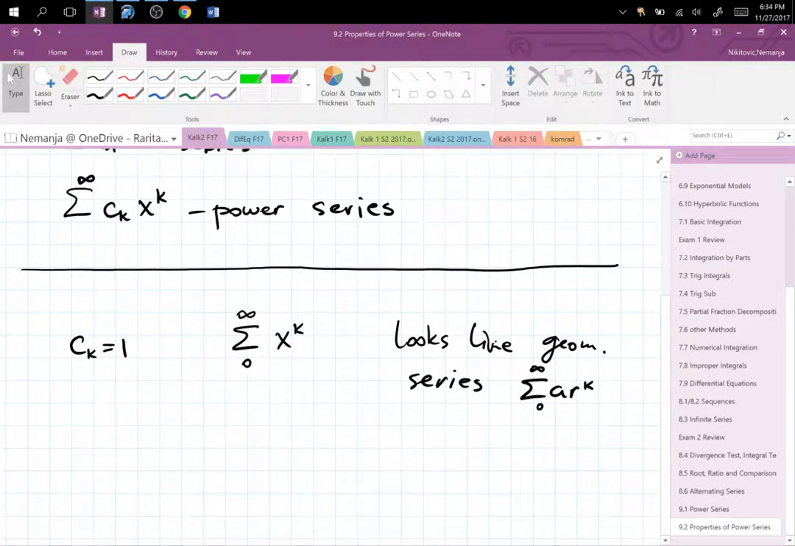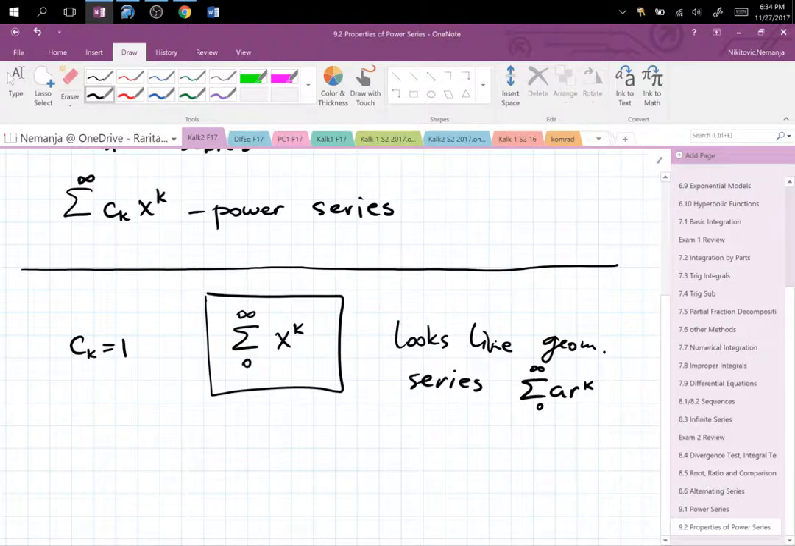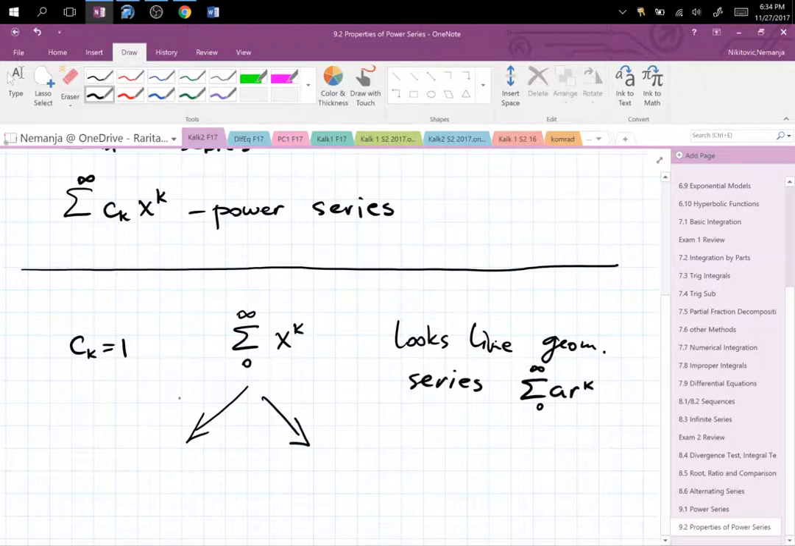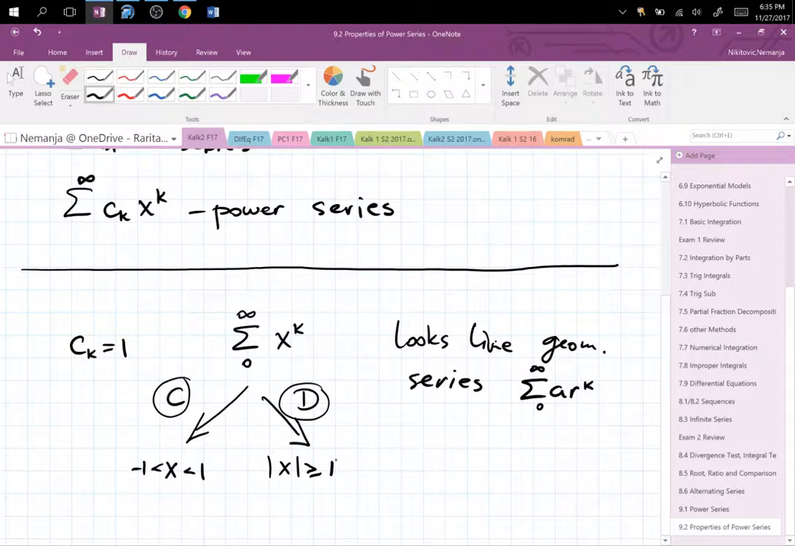So now you don't get to say that this particular power series converges or diverges, because it does both. It converges for all x's between -1 and 1, and it diverges for all x's larger than or equal to 1, which is to say x less than -1 and x larger than +1.